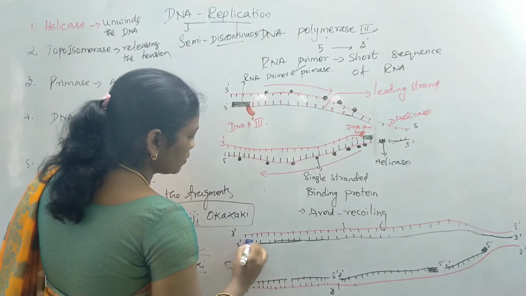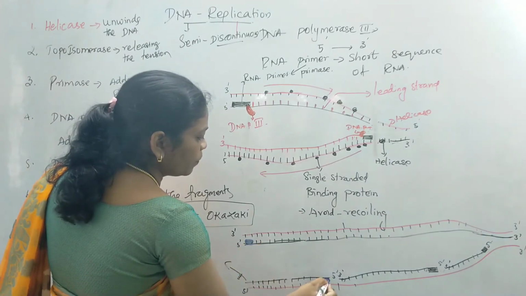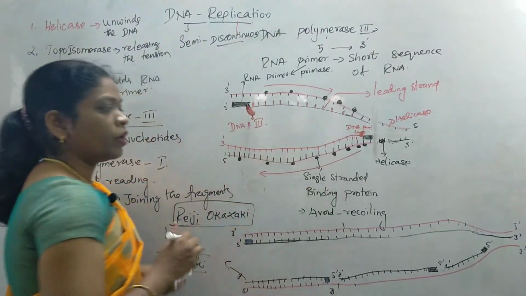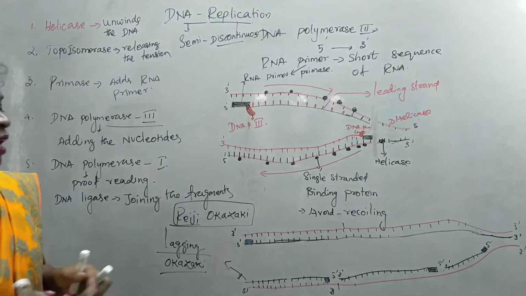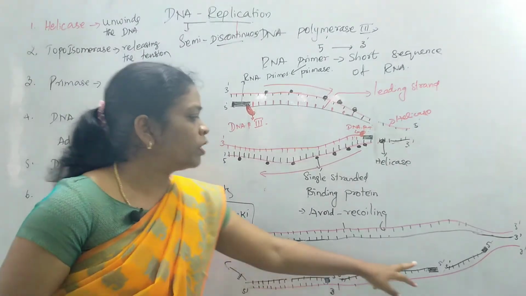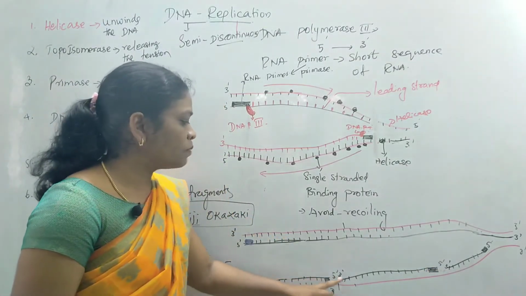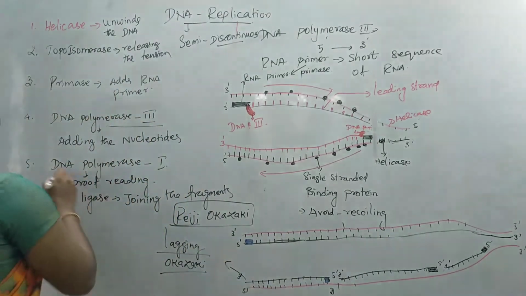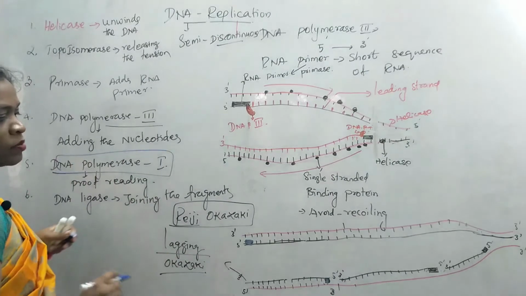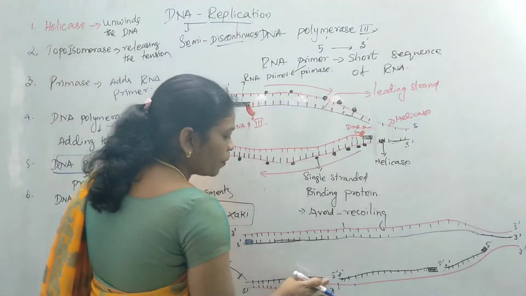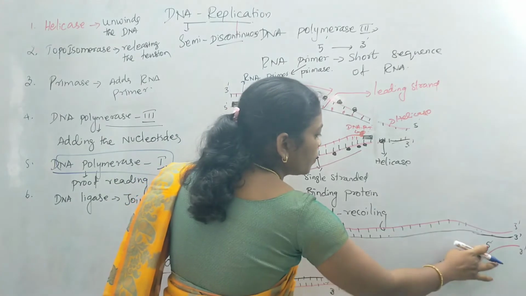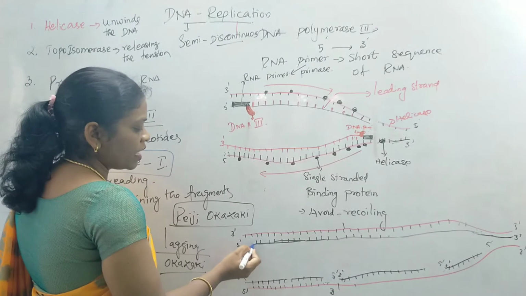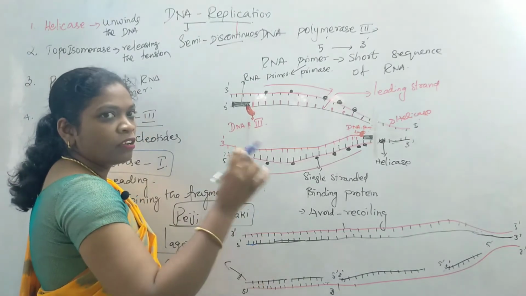Primer, and here we have got RNA primer. When the complete process of replication gets over, these RNA primers should be removed from these strands and these gaps should be filled by DNA nucleotides, and this function is done by DNA polymerase 1. This DNA polymerase 1 removes the primers from these DNA strands and they form a long chain of DNA nucleotides.